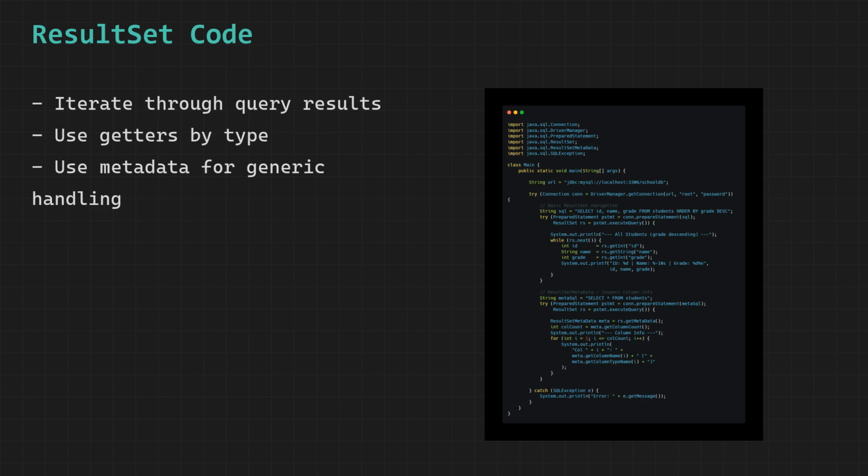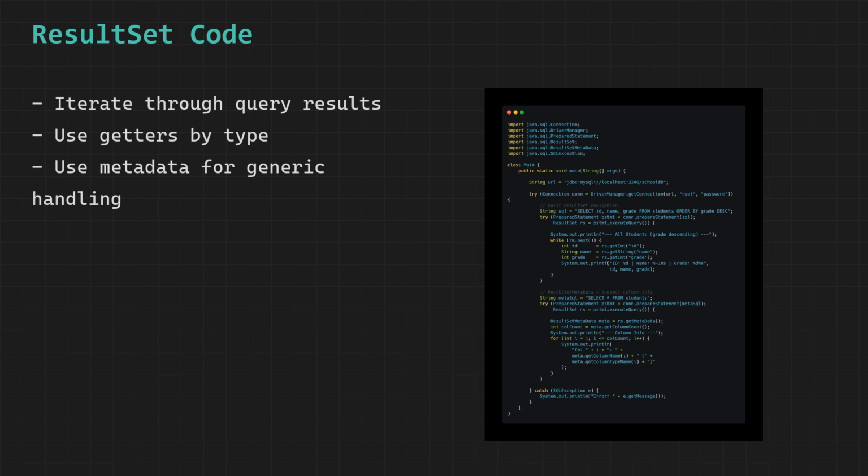The select query orders students by grade descending, highest grade first. executeQuery returns the result set. rs.next in the while loop moves the cursor one row at a time. For each row, getInt retrieves the ID column, getString retrieves name, and getInt retrieves grade. Print formats the output neatly.